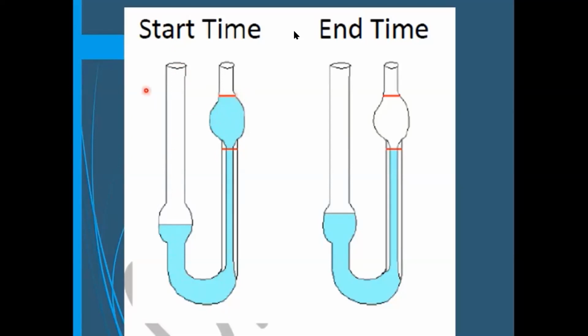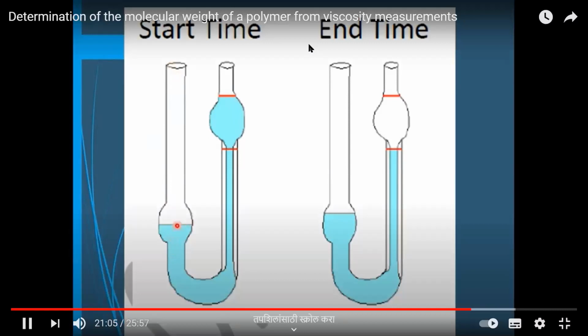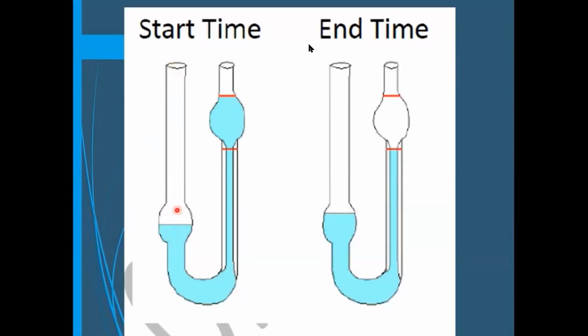Now, we will add to the polyvinyl alcohol solution, which is still inside the Ostwald viscometer, 2 ml of distilled water with brief shaking. What happens? We will dilute it. The concentration of this solution will decrease.